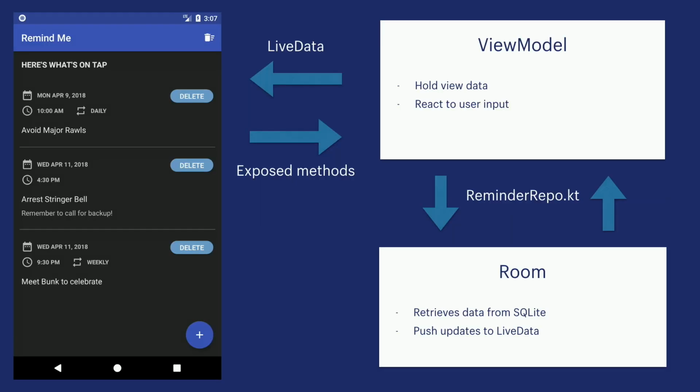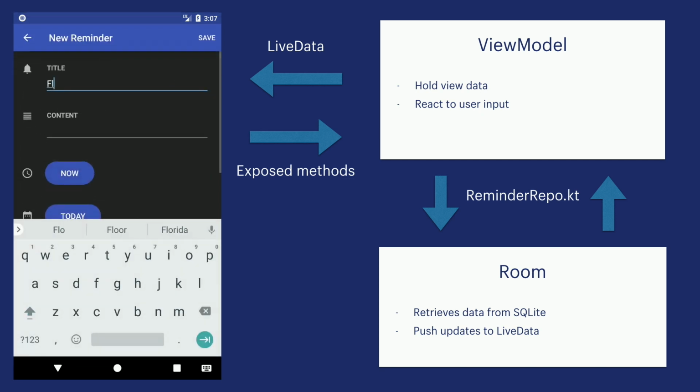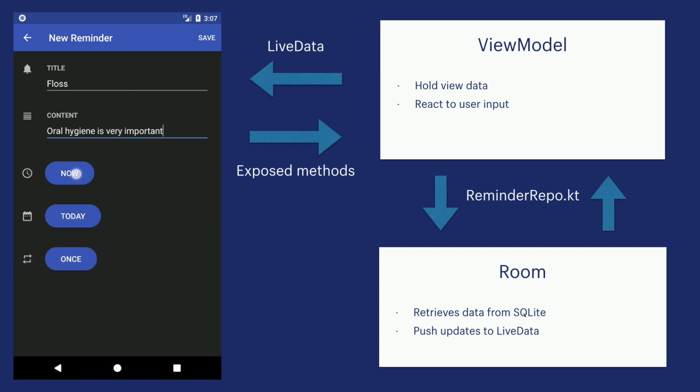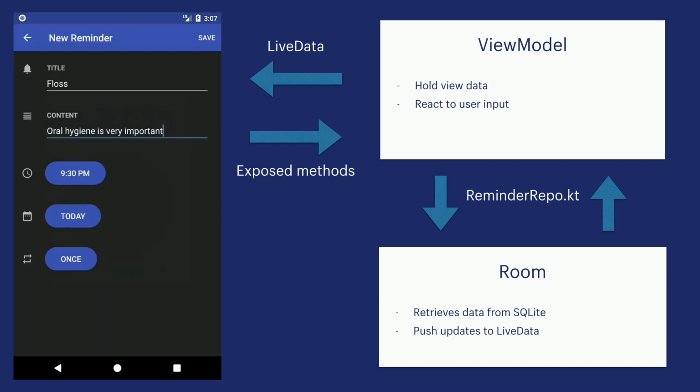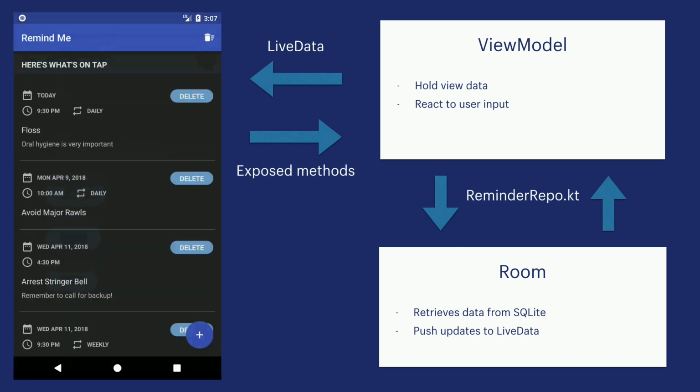So the whole experiment I did starts with a simple reminders app, which is the app that I created. To give you an idea of what that looks like, here we have just a list of reminders that I've set on my phone, and now I'm creating a new one, reminding me to floss. It's important. I'm going to set it for 9:30 p.m. and have it recur every day. So basically every day at 9:30, I'm going to get a notification on my phone reminding me to floss.